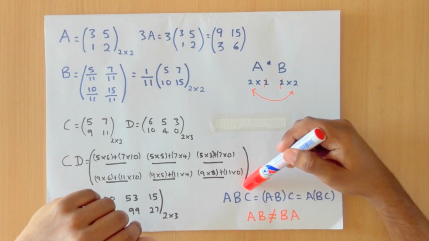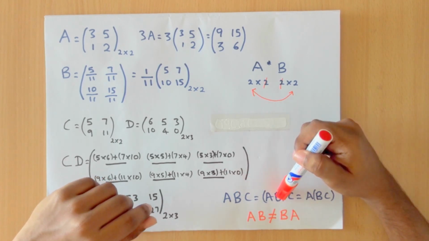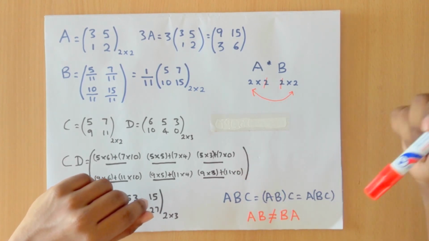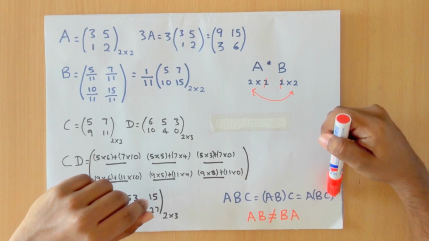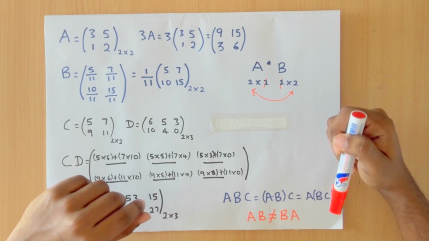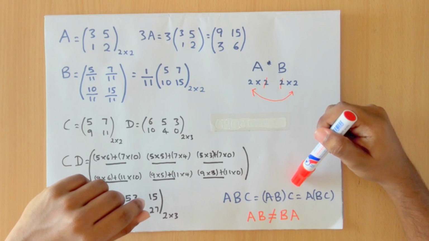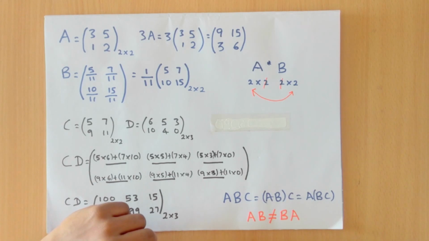So ABC could be multiplied as A into B and then multiplied by C, or B into C and then multiplied by A, or even A into C and then multiplied by B.